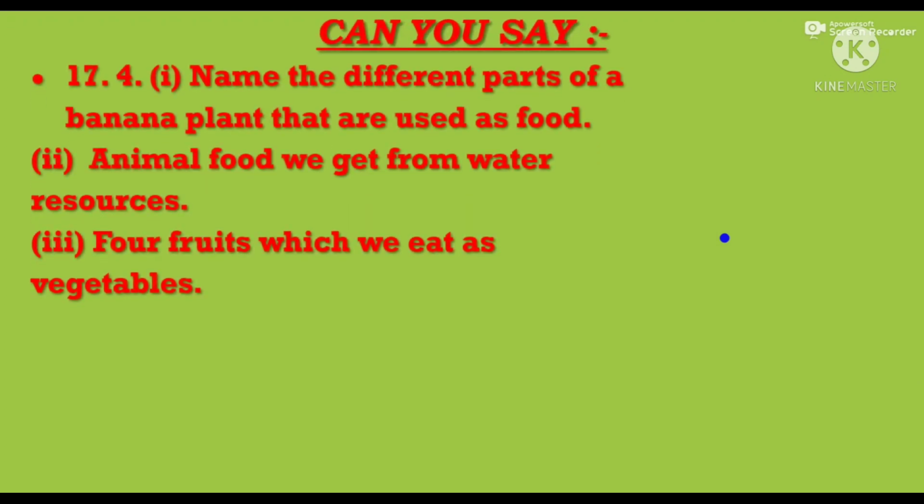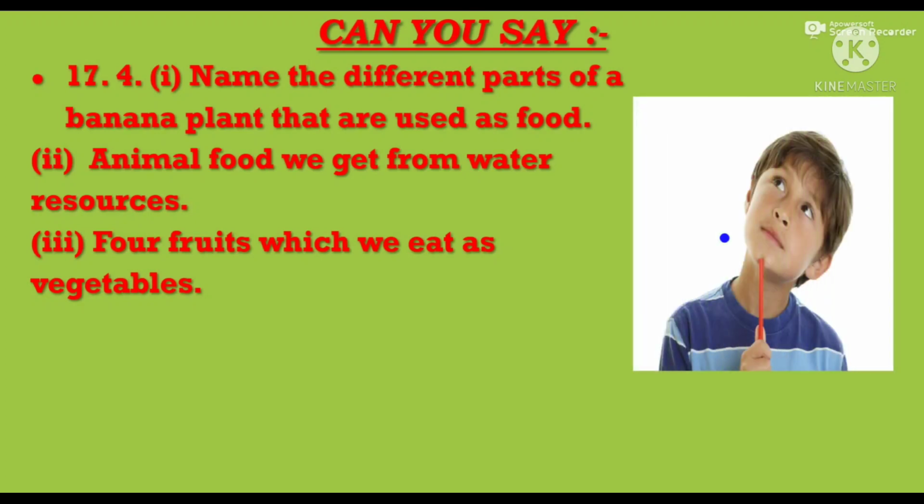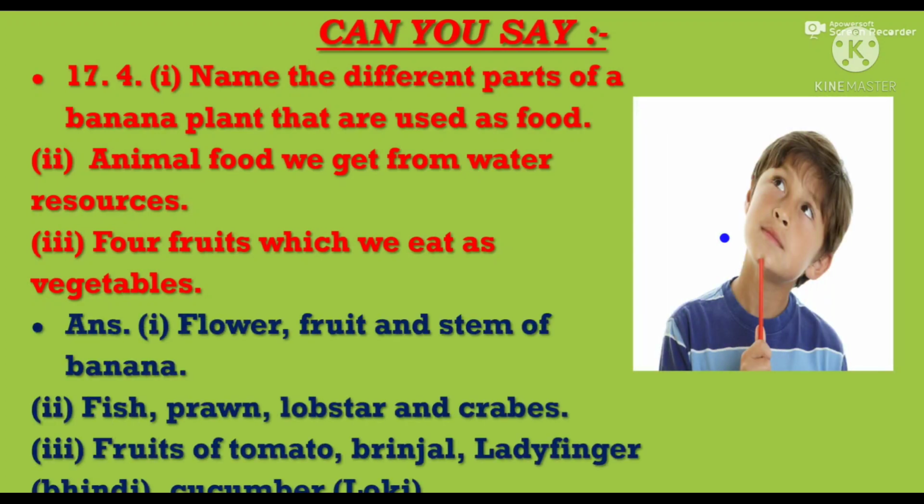Name the different parts of a banana plant that are used as food. Animal food we get from water resources. Four fruits which we eat as vegetables. So we can write the answer of the first question. Name the different parts of a banana plant that are used as food. Flower, fruit and stem of the banana plant can be used as food. These are the edible parts.